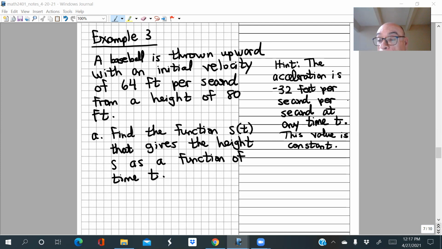It's negative, of course, because gravity is slowing objects down, or pulling objects back to the center of the Earth, right? Now, how in the world can we use this information to write the formula for the height of the baseball anytime after it's thrown?